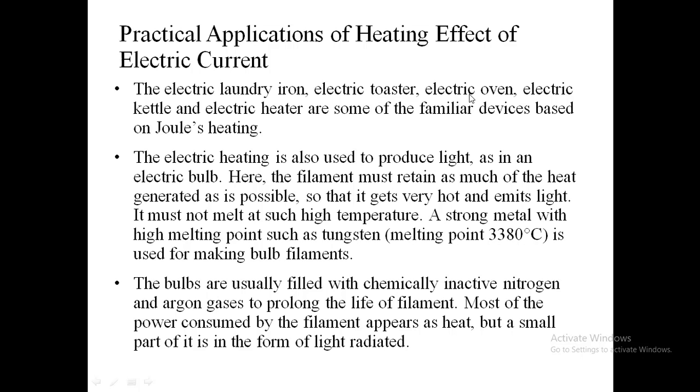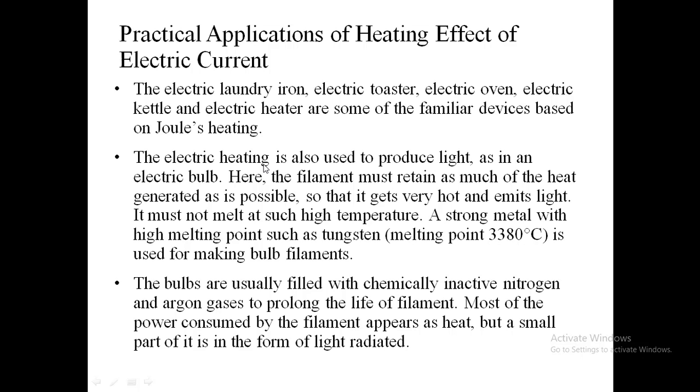Electric oven. Everyone knows about the electric oven, which is used to heat the food. Electric kettle, which is used to warm the water and to make tea or coffee, or warm the milk also. Electric heater is used to warm the water for bathing. So these are the devices which are completely dependent on Joule's law of heating. That is the useful practical applications of heating effects of electric current.